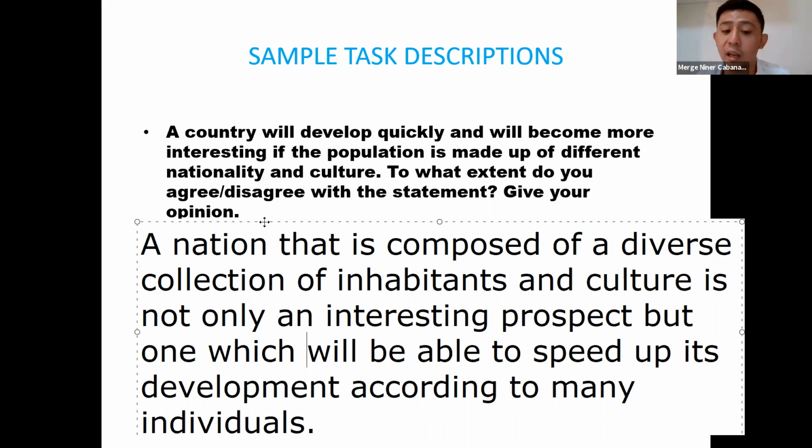So since you already know my answer here, I'll be writing something like, I don't know, that is the reason why I do not entirely support the idea because of the displacement of one's very own culture, something like that. So this is how I generalize my first sentence. A country will develop quickly and will become more interesting if the population is made up of different nationality. I replace it with composed of diverse collection of inhabitants, which is from different nationalities, from different cultures as well.